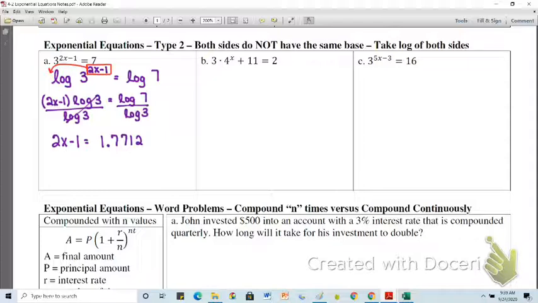I'm going to add 1 to both sides. So in my calculator, I just type plus 1 and divide by 2. And now I can round to 3 decimal places because I am finished with the problem.